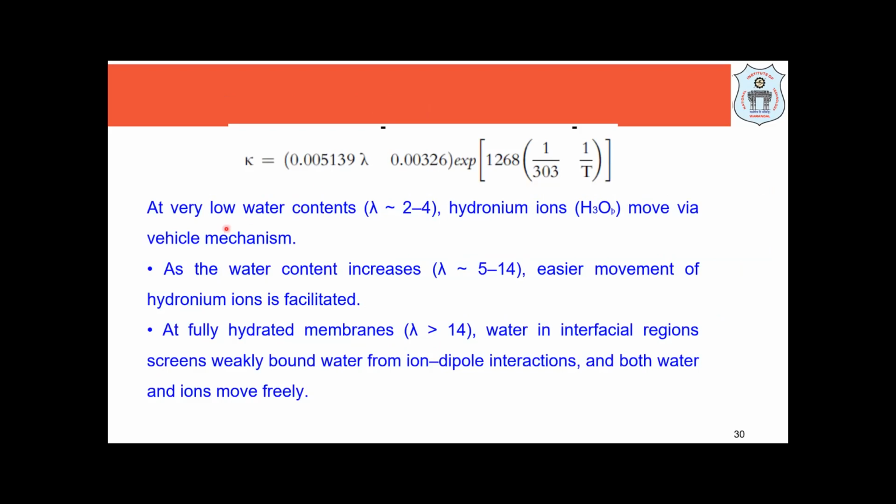We have this equation for kappa as a function of temperature and of lambda. At low water contents, lambda around 2 to 4, hydronium ions move via the vehicle mechanism. As the water content increases, when lambda goes from 5 to 14, easier movement of hydronium ions is facilitated. When lambda is greater than 14, water in the interfacial region screens weakly bound water from ion-dipole interaction, and both water and ions move freely.